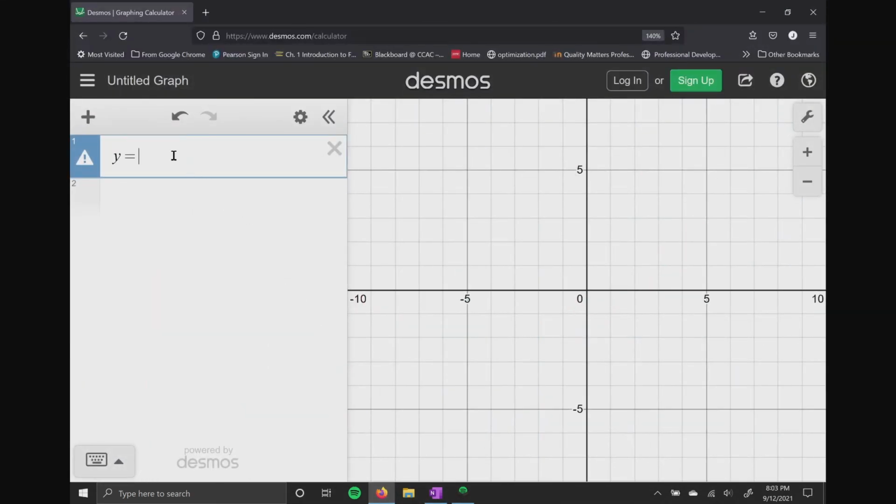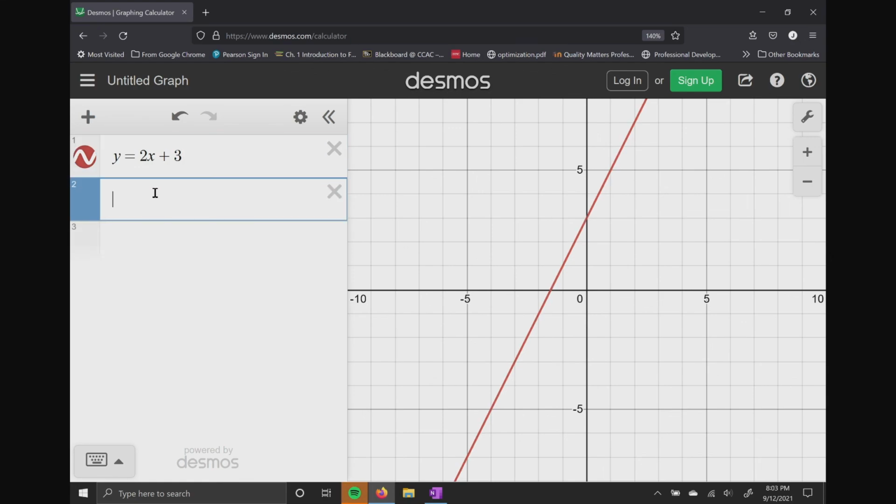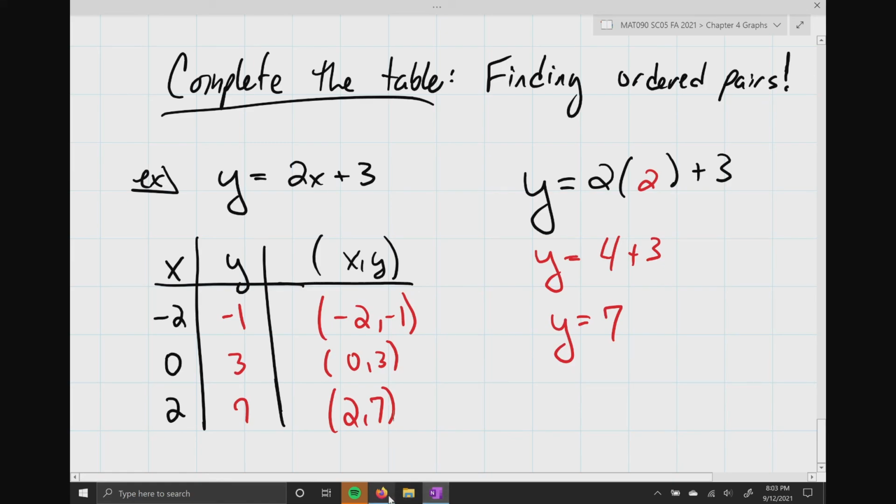So we're going to type in y equals 2x plus 3. And notice on the right-hand side, you get this red line, which is the line we wanted to graph. Now, what's really cool about Desmos is on the left-hand side, directly underneath where we just typed in y equals 2x plus 3, if you click directly underneath it, another line pops up, and you can check yourself to make sure you're correct. Now, our first point that we came up with, and I have to click back so I can see it, is (-2, -1).